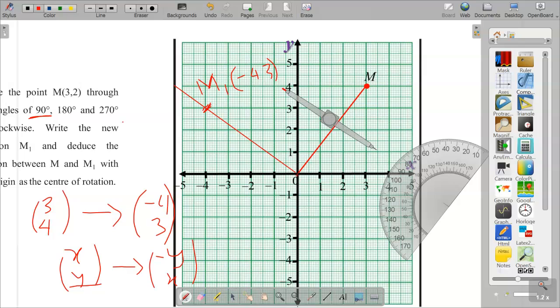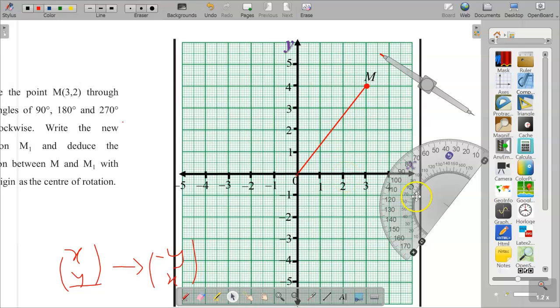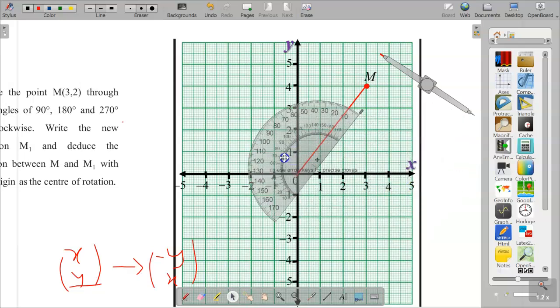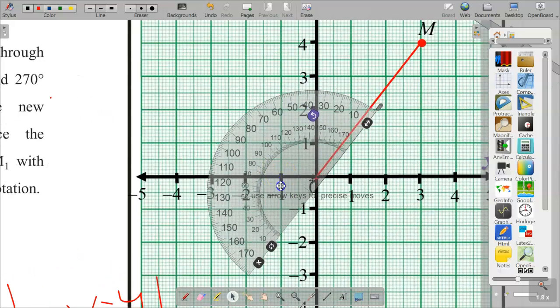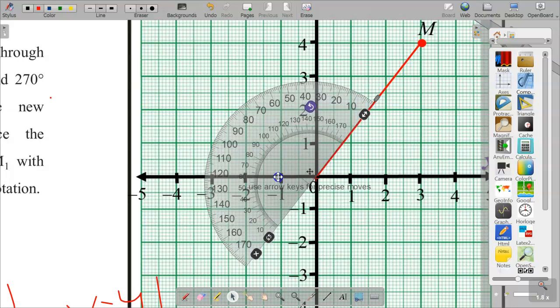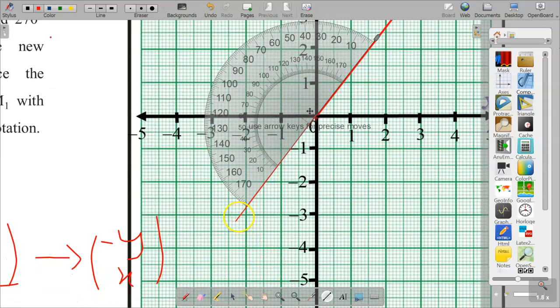Let's do the same thing with 180 and see the relationship. So we join the point again from M to the center. Then we put our protractor on top of it, making sure that the center touches the center of the plane, and then the line flushes. And then we draw a straight line from the center to the 180. So there's the 180 angle. Let me stretch it a bit.